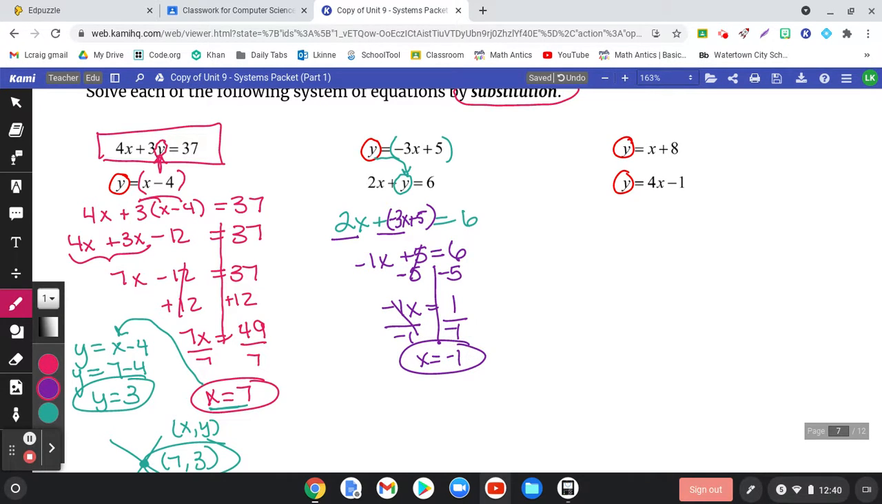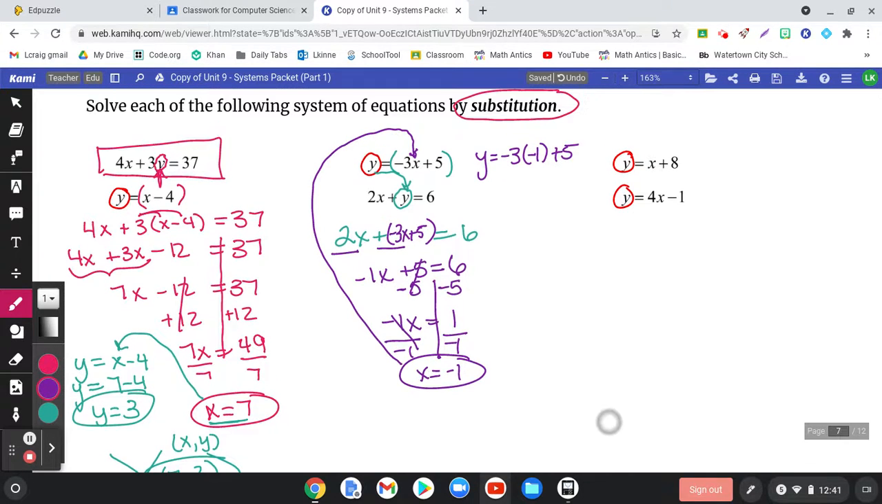And again, pick one of the equations. Doesn't matter which one. I'm going to choose the top one because y is already by itself. So y, instead of equaling negative 3 times x plus 5, is negative 3 times negative 1 plus 5, because we just solved and found that that was the x value. So this gives us positive 3 plus 5, which is 8. So again, if we were going to graph this, those lines would cross at the point negative 1, 8.